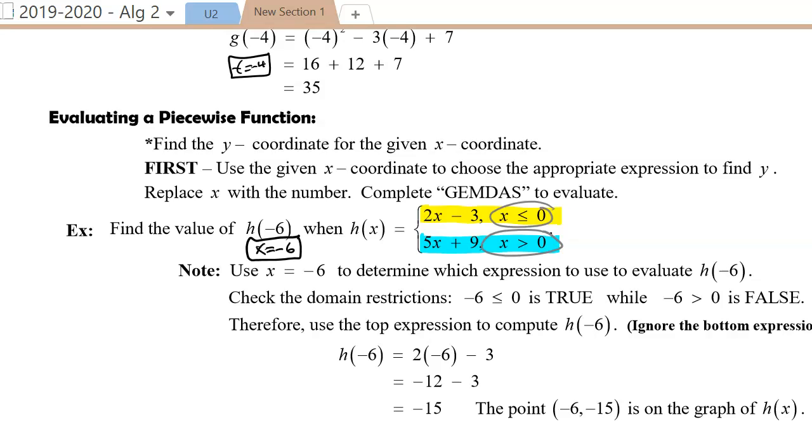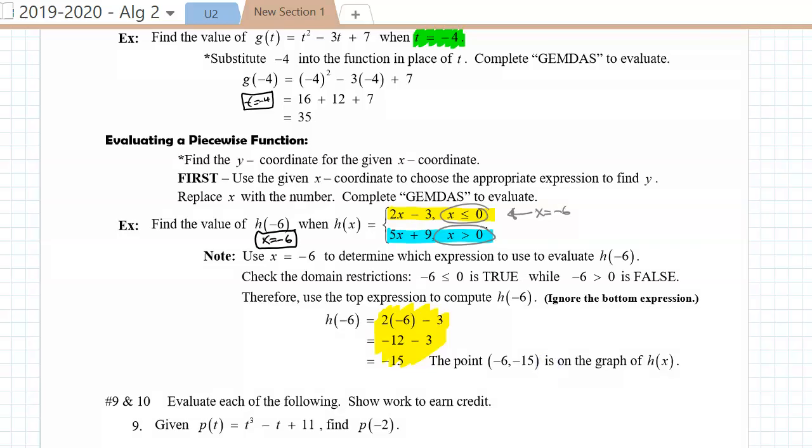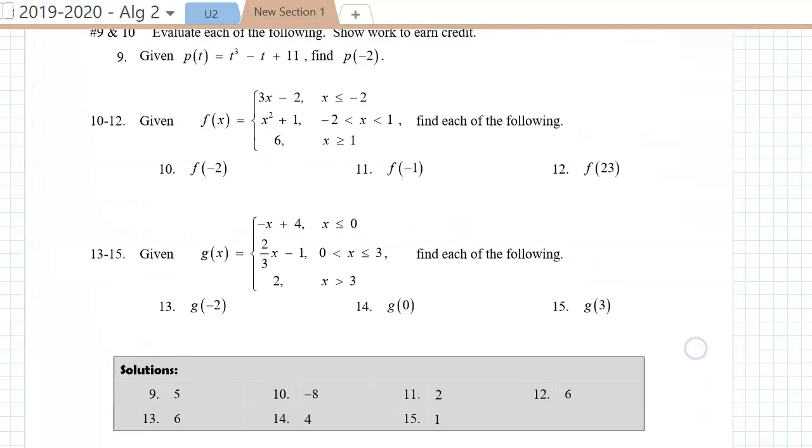So if we asked where x equals negative 6 falls, it falls in the top domain, so we would use 2 times x minus 3, which we see happening down here. 2 times negative 6 minus 3, giving us the answer of negative 15. So again, just figuring out which portion it goes into. And you have some problems to try for that.